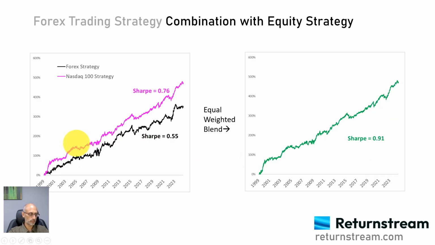And here's what you get. So the pink line is the NASDAQ 100 strategy equity curve with the Sharpe ratio of 0.76. And the black line is the Forex strategy with a Sharpe ratio of 0.55. And when you blend them equally, this is what you get. You get a pretty nice looking equity curve, which might just be tradable as a standalone system. It's got a Sharpe ratio of 0.91.